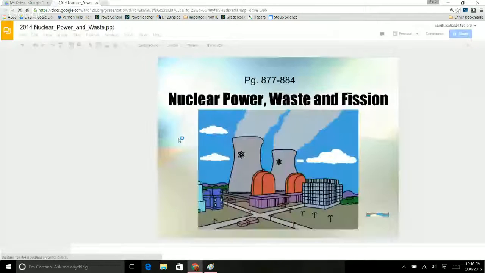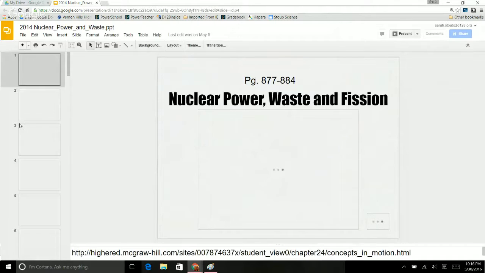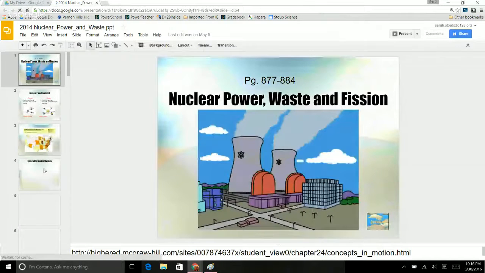Let's open this. I'm trying to get a picture of the reactor for you.